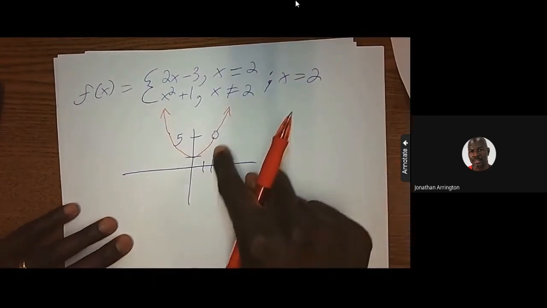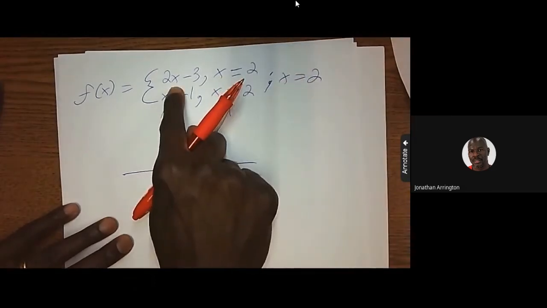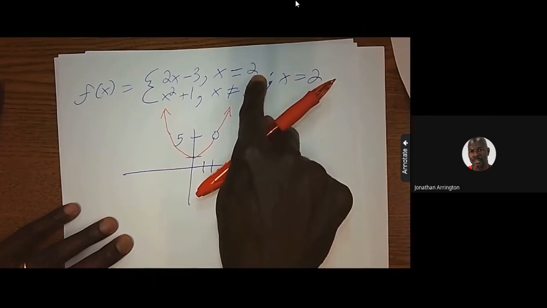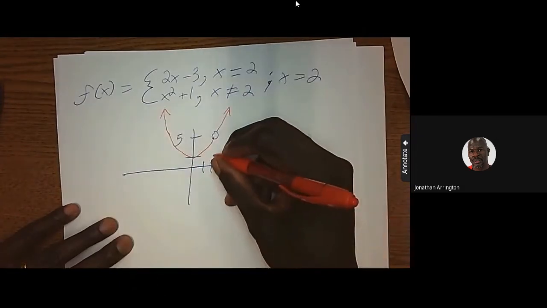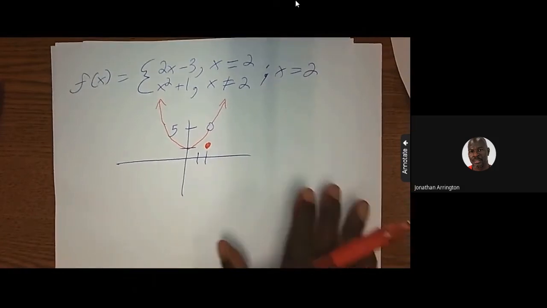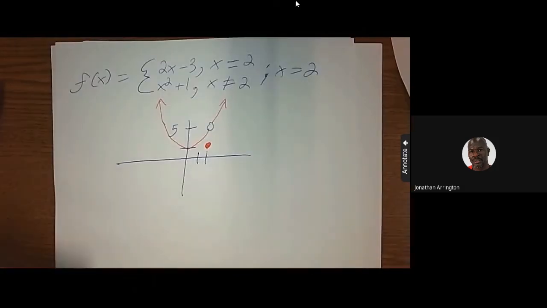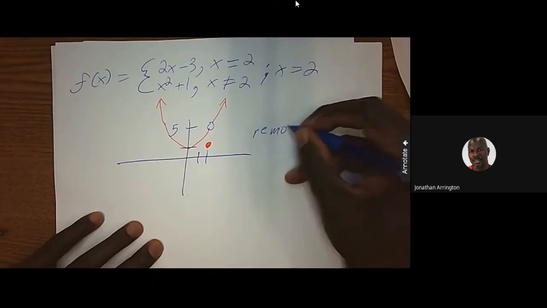But I do have a value for when x is 2, because when x is equal to 2, I use this graph. And when x is equal to 2, the value of this guy is 1. So I have a closed circle at 1 there. So now look at 2, and what type of discontinuity do you see at 2 here? And the great hope is that you say removable.